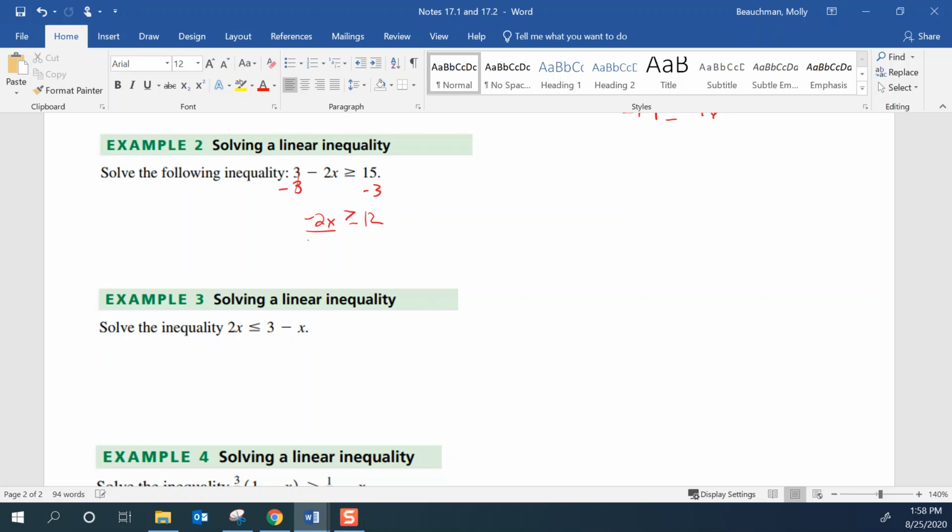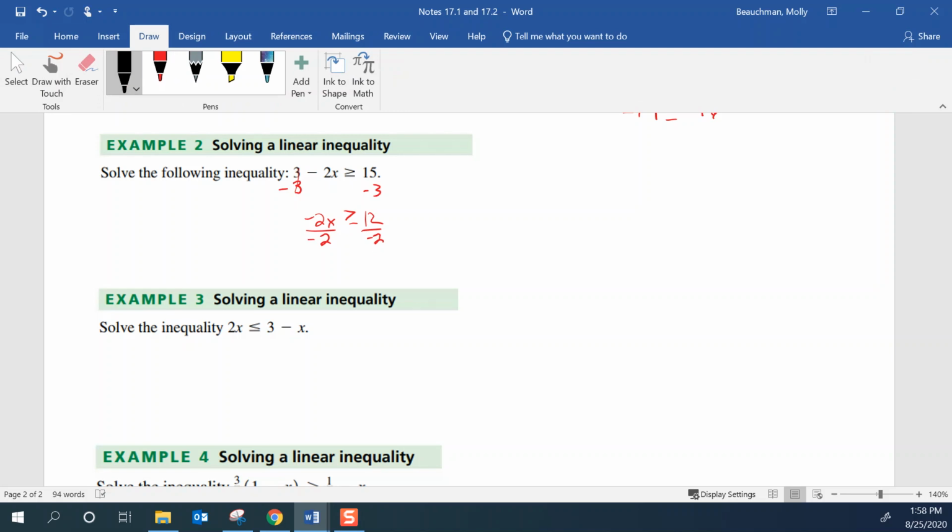Then we're going to divide both sides by negative 2. So right here is where we want to make sure that we take this inequality and reverse directions. So we end up with x is less than or equal to 12 divided by negative 2, which is negative 6. All right, next example.